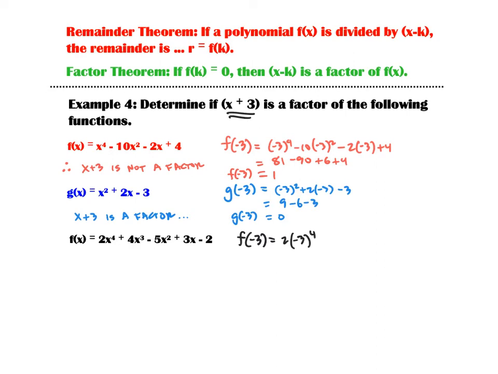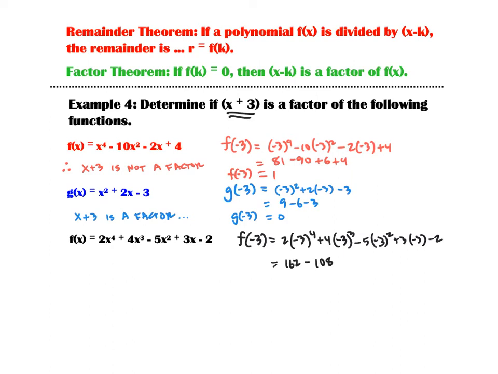So let's test this out. Negative 3 to the third minus 5 times negative 3 squared plus 3 times negative 3. That was a terrible 3. Minus 2. This looks like just a ton of work here. So this will be 162. That's 81 times 2. Minus, that'll be negative 27 times 4. Oh goodness, which is 108. Negative 108.